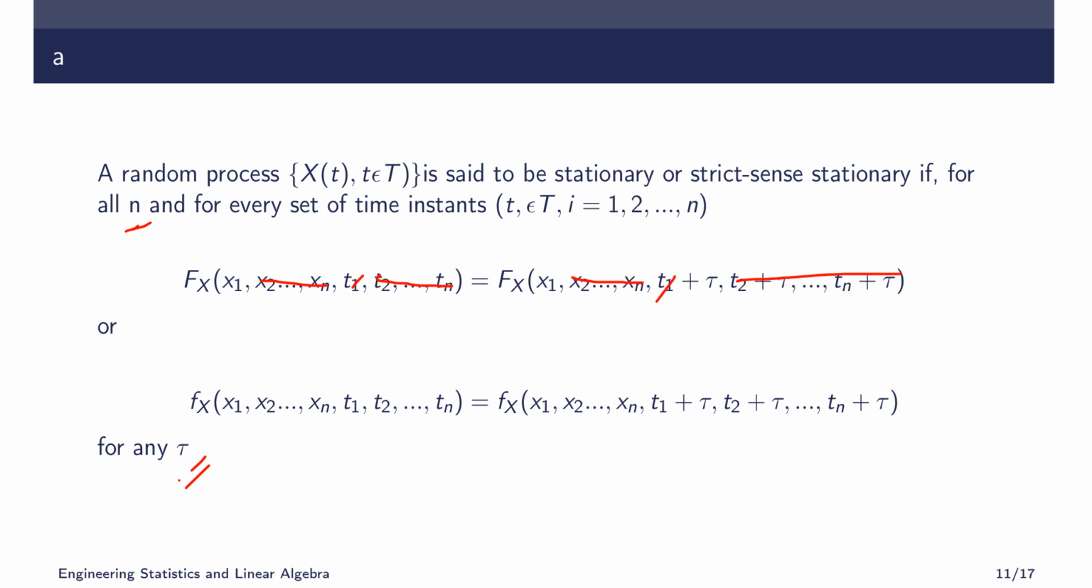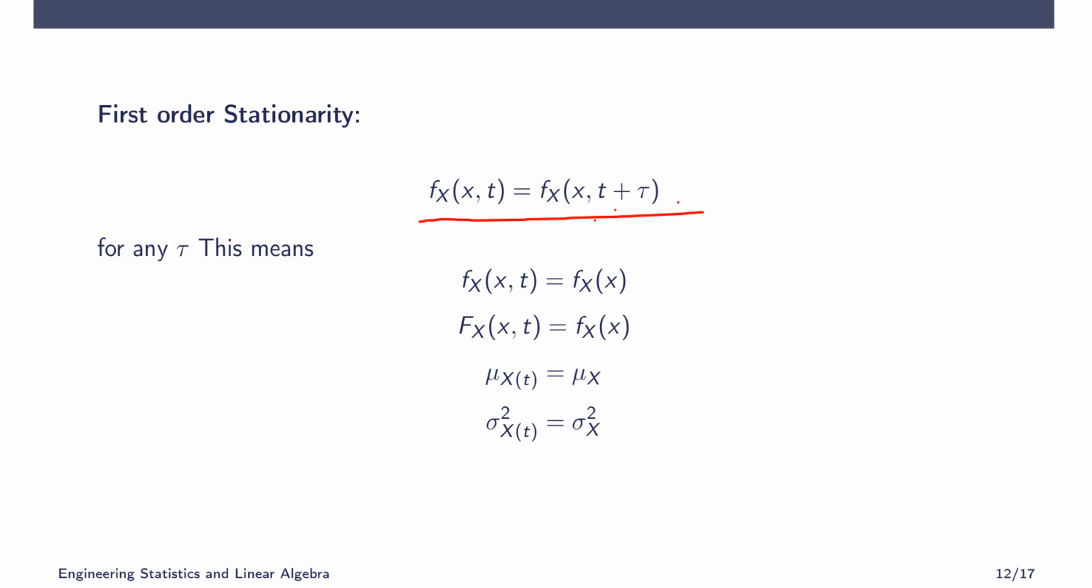So F_X(x1, t) equals F_X(x1, t + tau). So that is what we have here. So for any tau, this means that F_X(x, t) holds for any tau. If tau equals 0, this is F_X(x, t). If tau is 0.1, 0.2, any value, the value remains the same, which means this is not depending on t. Can we say like that?